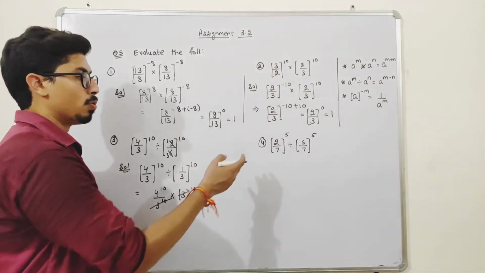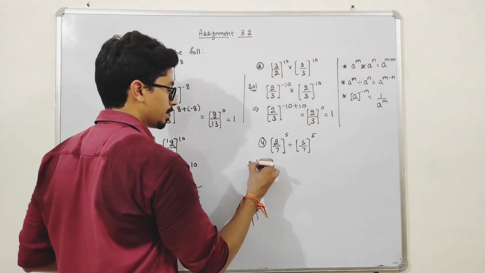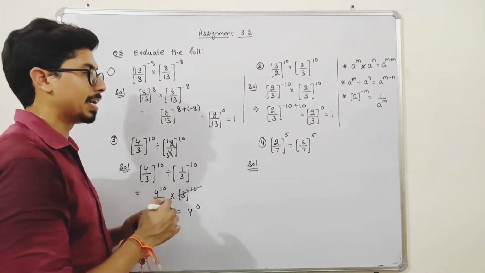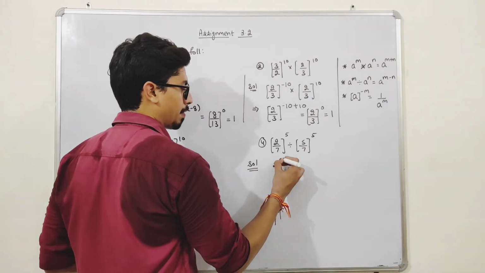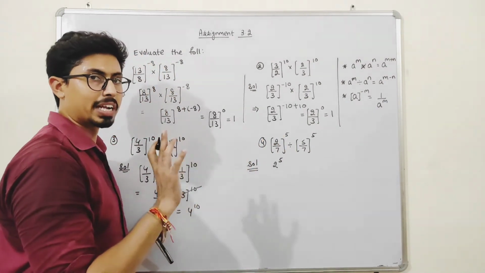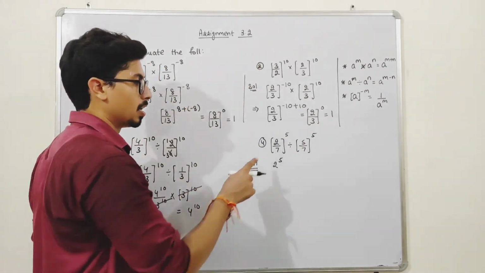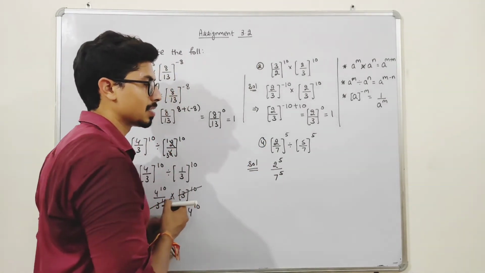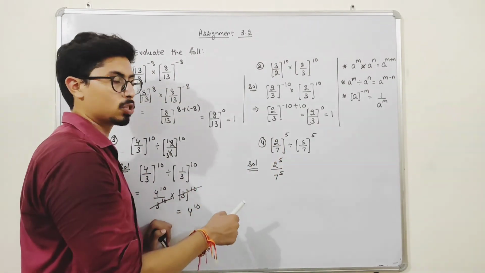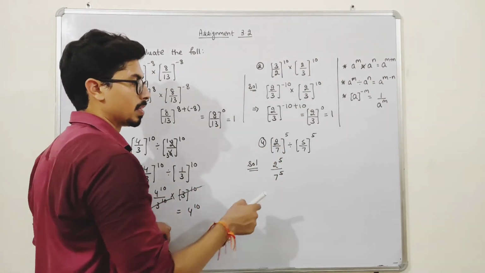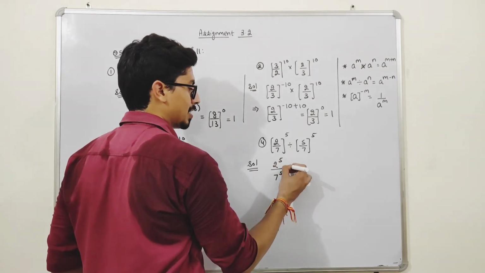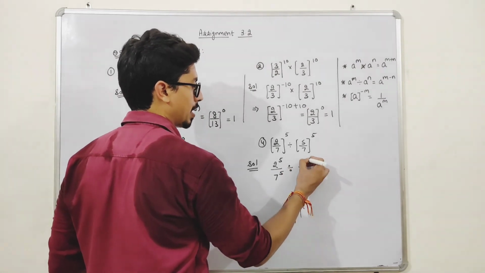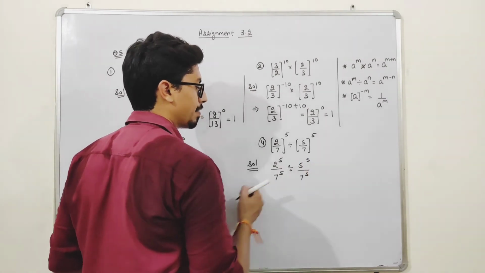Now moving forward to the fourth part, students. 2 by 7 raised to the power 5, 2 by 7 raised to the power 5. See, both the bases are different. So I can apply the formula. 2 by 7 raised to the power 5 and 7 raised to the power 5 as it is. The power is 5 now, so I take the power of these two. Division sign as it is, 2 raised to the power 5 and 7 raised to the power 5.